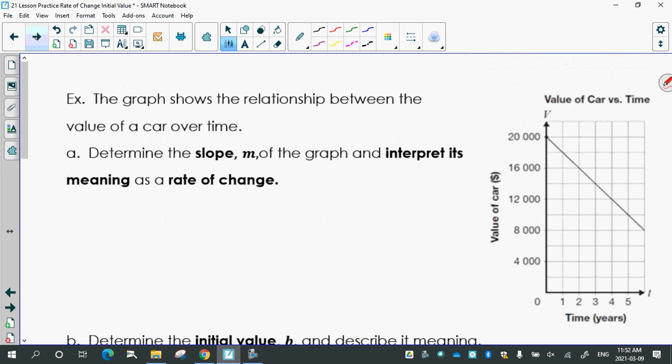All right, the graph shows the relationship between the value of a car over time. Determine the slope M of the graph and interpret its meaning as a rate of change. So you see rate of change, we know we want to include units in our slope calculation. So I've been given a graph, so I'm still going to do rise over run. I want to make a rate triangle. I guess I could use the whole thing, I guess.